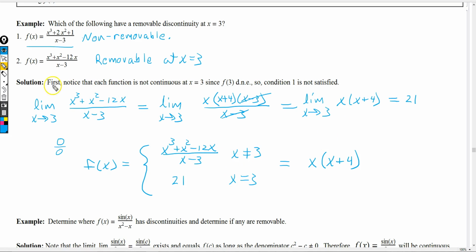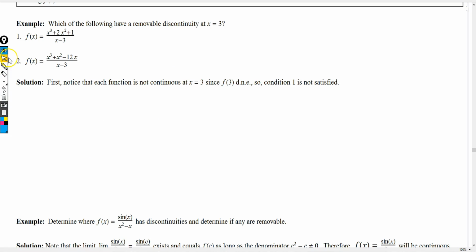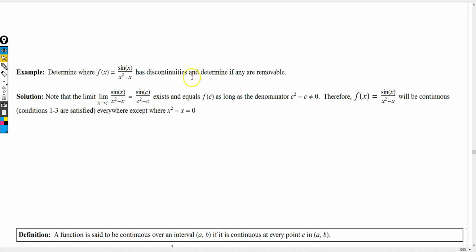Okay, let's take a look at this one. So let's determine where the sine x divided by x squared minus x has any discontinuities and determine if any are removable. Alright, now our discontinuities are going to occur wherever the denominator is equal to 0. So we need to set the denominator equal to 0, and then we have to determine whether those discontinuities are going to be removable or not.